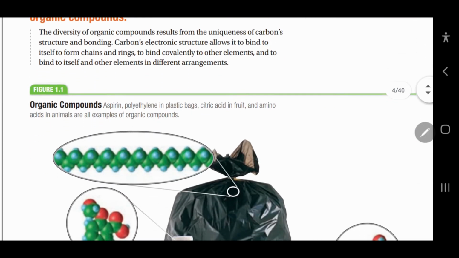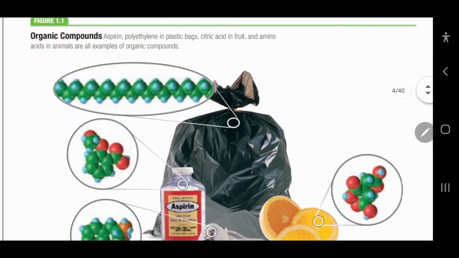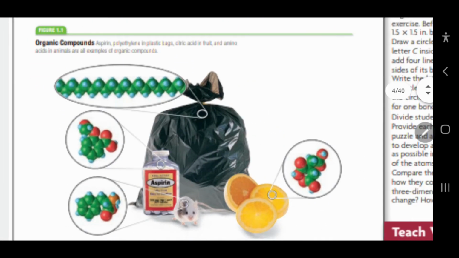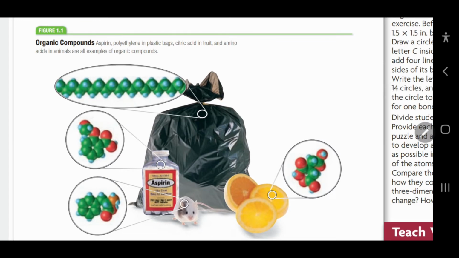For example, as you can see here in this picture, we can make a lot of compounds that are made of chains like aspirin, polyethylene, plastic bags, citric acid in fruits, amino acids in animals and all living organisms, and a lot of other things around us, our bodies, our life. Many products that you use are actually related to the organic compound.